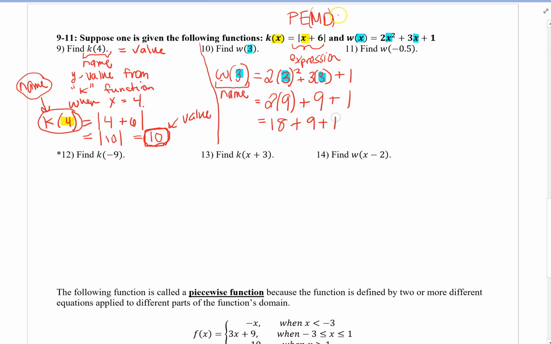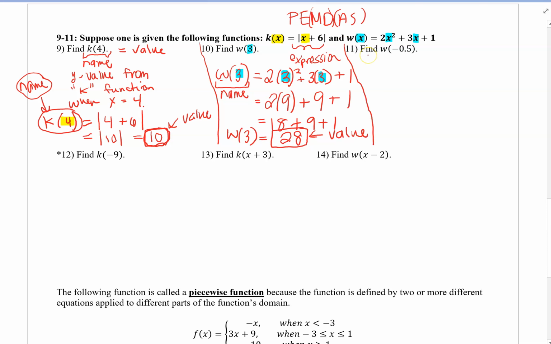And then your last category, of course, is addition and subtraction from left to right. So I can add all of these numbers up. So I get 18 plus 10, basically, or 28. So this is the value of my answer, right? The name was w of 3. Again, I didn't have to do anything on this side. This is just letting me know that I am now replacing all the x's with 3. This is the value. So I could say that w of 3, the y value of w when x is 3, is 28.